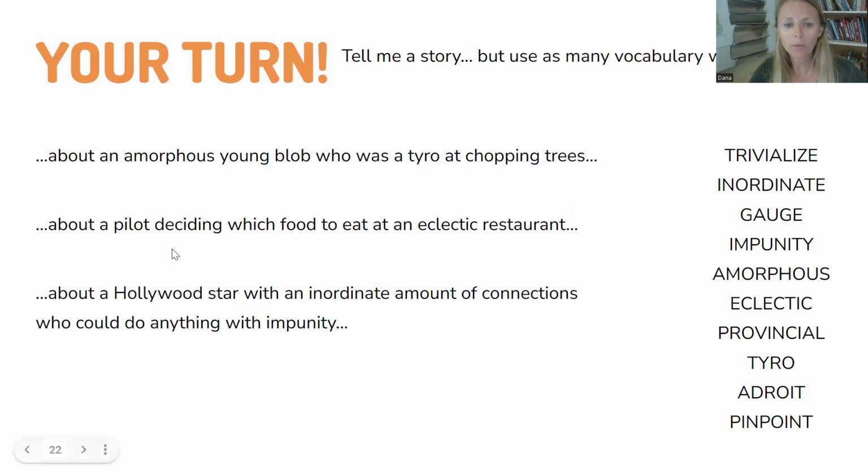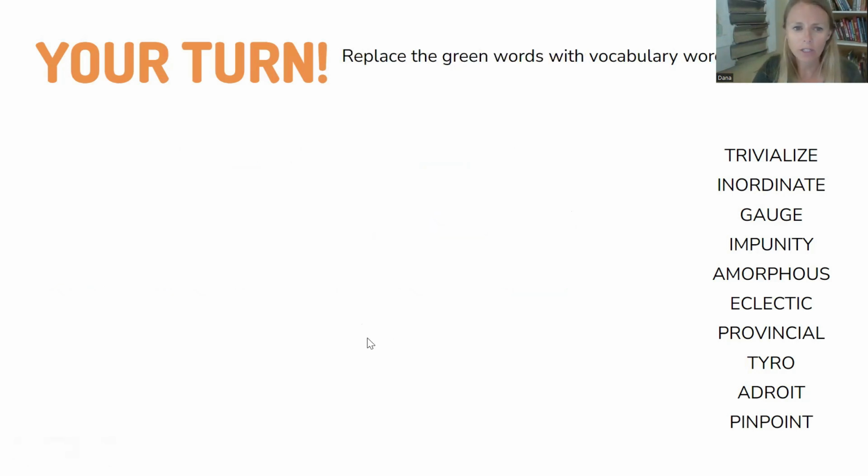Tell me a story about a Hollywood star with an inordinate amount of connections who could do anything with impunity. That sounds like a real life story, does it not? So the idea is to get them thinking in different realms and to apply these words in different situations.